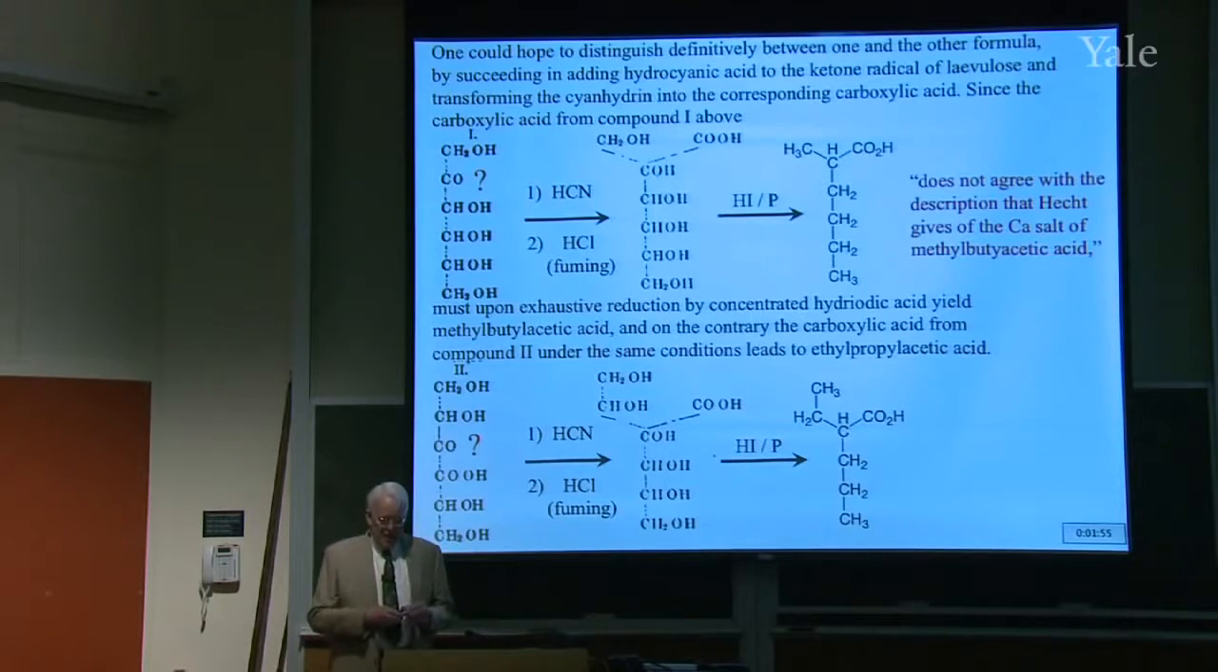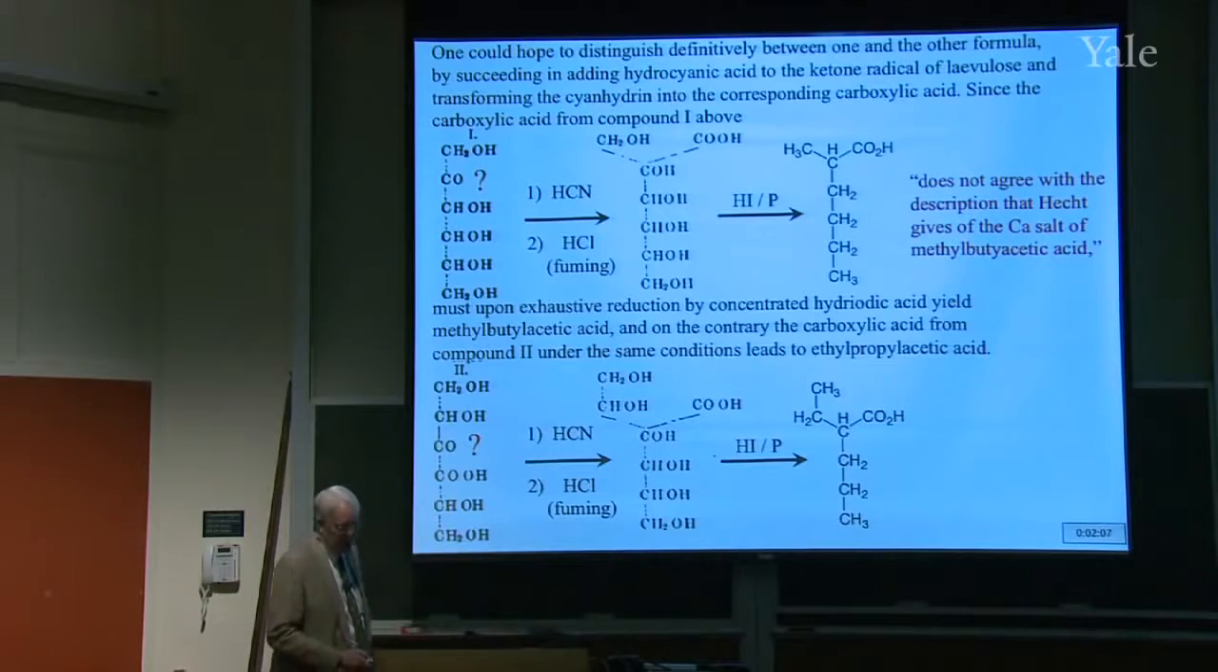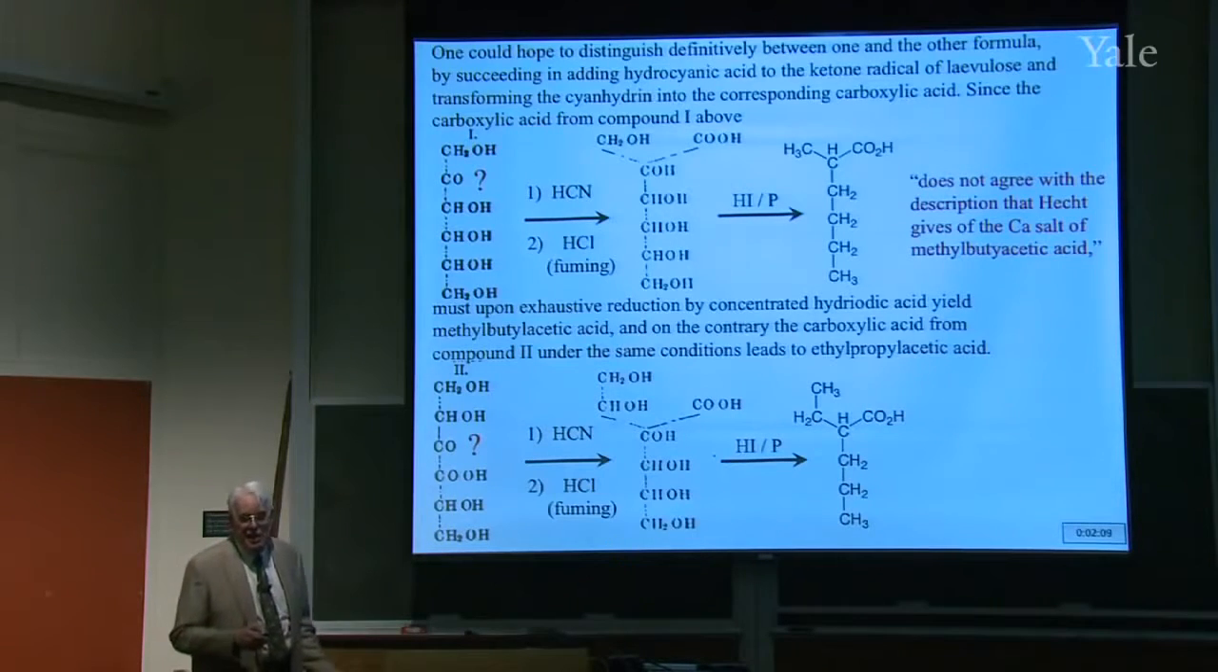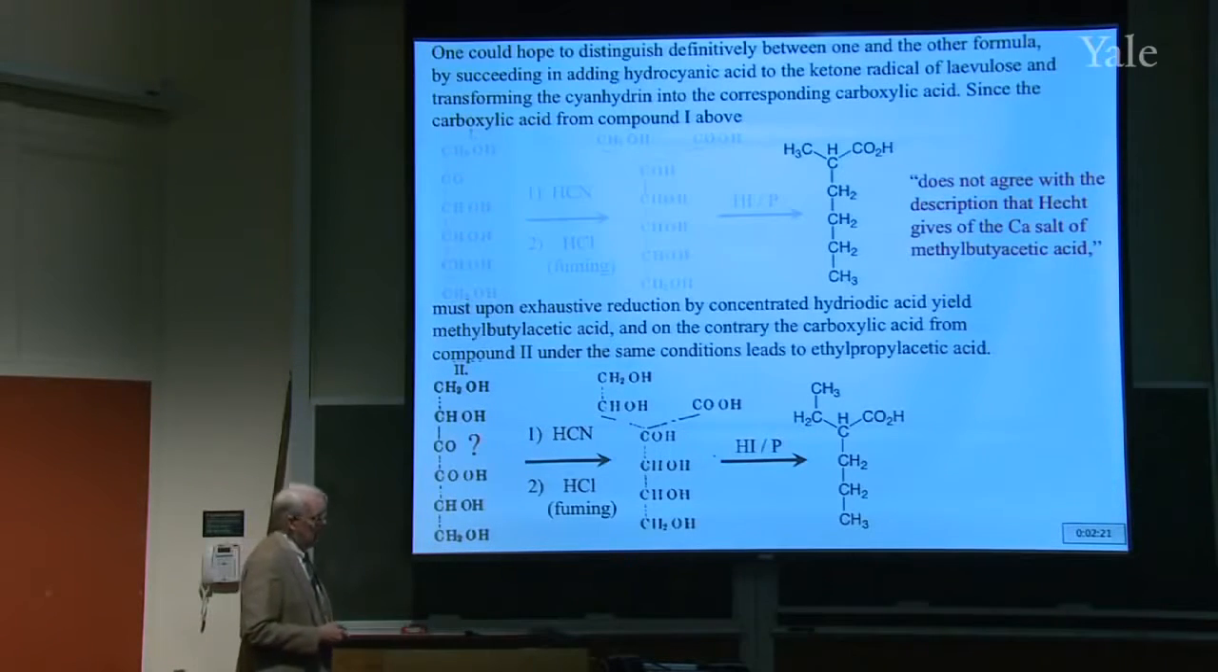He said, this does not, but when he did the reaction and got the product, which should be either this or this, he says it does not agree with the description that Hecht gives of the calcium salt of methylbutyl acetic acid. So Hecht, he said, had done a lot of good work on this compound, including making the calcium salt. He was able to crystallize the calcium salt of the product he got, and it didn't agree with Hecht, right?